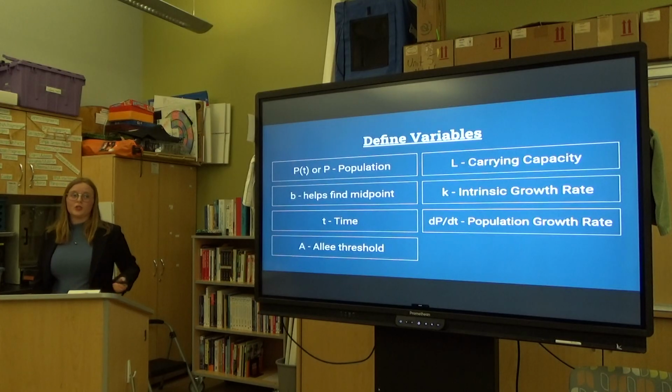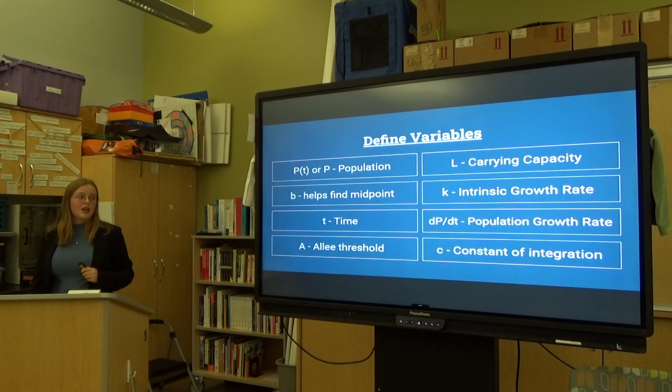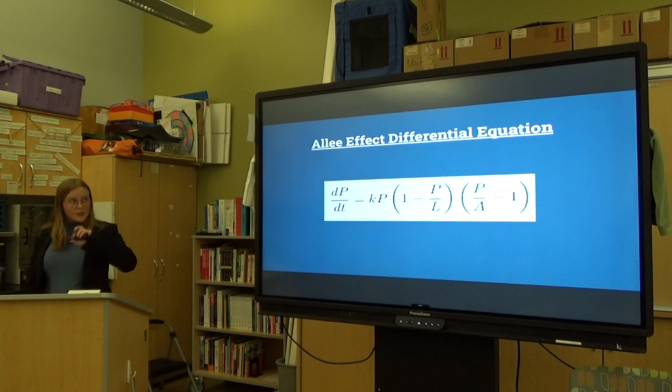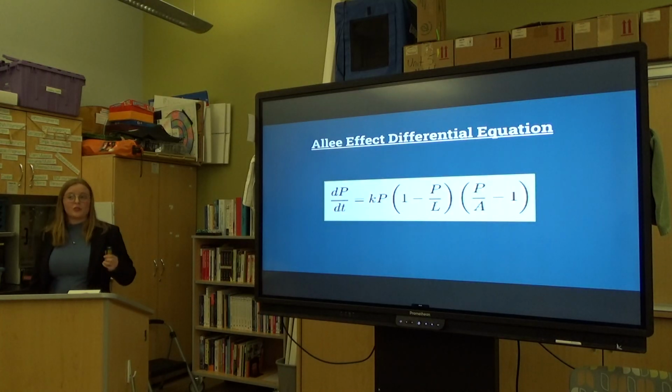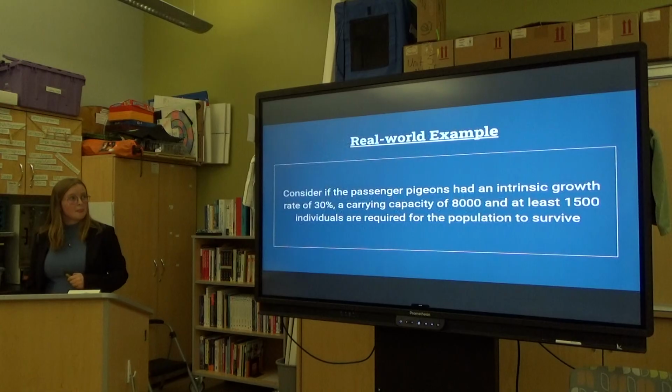Your A value, which is your Allee threshold. And your C value, which is your constant of integration. As when you integrate without specific values, you're getting a general solution, and if you don't include your C value, you're getting a specific formula. Here you can see some of those variables in use in the Allee effect differential equation.